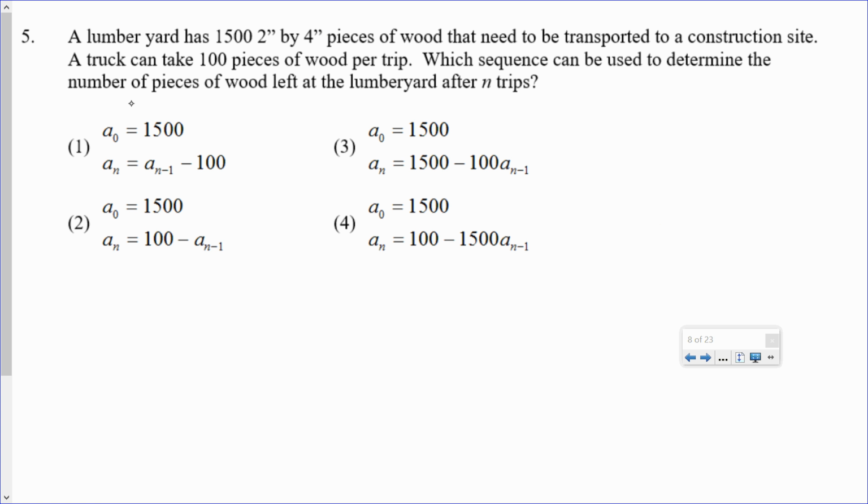A lumber yard has 1,500 2x4 pieces of wood that need to be transported to a construction site. A truck can take 100 pieces of wood per trip. Which sequence can be used to determine the number of pieces of wood left at the lumber yard after n trips? Well, these are all recursive. We're starting after 0 time has passed. There's 1,500 of them. And each trip, the amount is decreasing by 100. So which of these is saying that each trip, the amount of wood is decreasing by 100 pieces? Choice 1 is saying that.